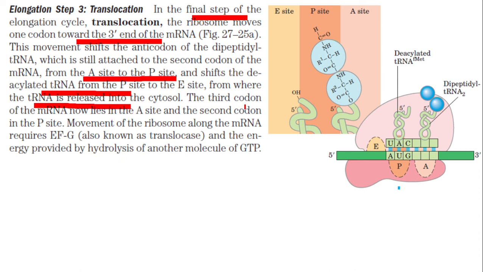Now the third codon of the mRNA is in the A site, so that a new tRNA carrying a particular amino acid can come to the A site. Translocase is required for this process. I think now it is clear to you. Now the third codon is in the A site. Okay.